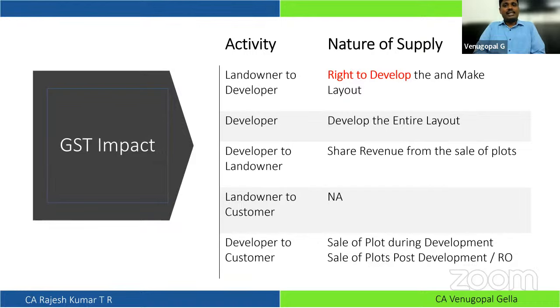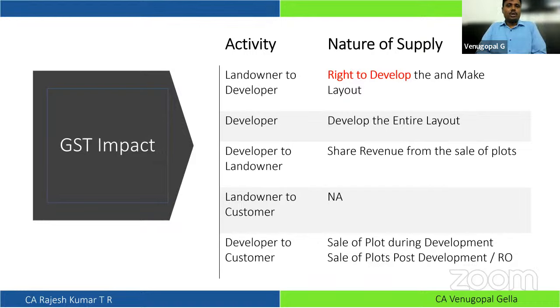When the developer is selling to the end customer, there could be a scenario where plots are being sold during the stage of development. That means a brochure has been formed, and even before the layout is done, bookings are happening. And there are some plots which remain unsold or are sold post-development or post-release order.